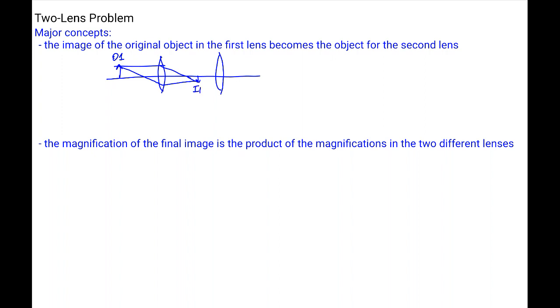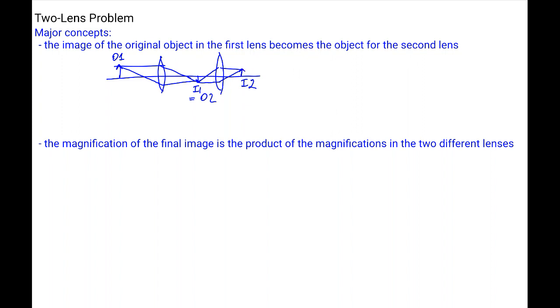And this image becomes the object for the second lens. So now we're going to make up a drawing for this one and see that the final image is going to be here. So this is image 1, which equals object 2. Again, let's look at it one more time. The object will form an image for the first lens, and the image will be somewhere here. Then the image becomes the object for the second lens and forms a final image somewhere here.